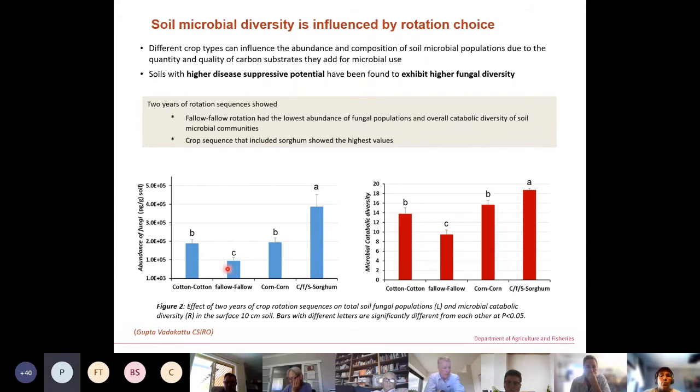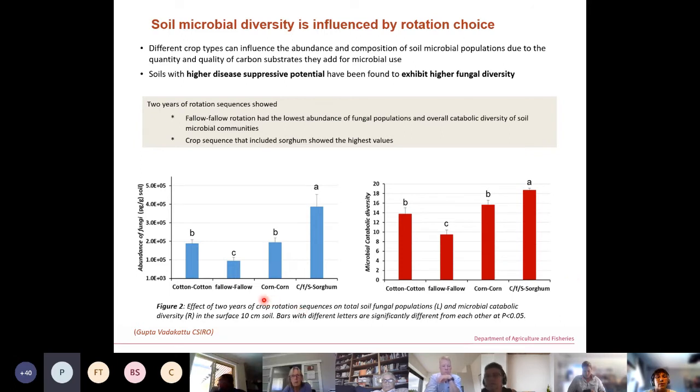So in that trial, Gupta had soil samples and he measured abundance of fungi and microbial catabolic diversity, and these are indicators of the activity and the diversity of microbial organisms in the soil and how they've been influenced by the different carbon sources that have been put in.